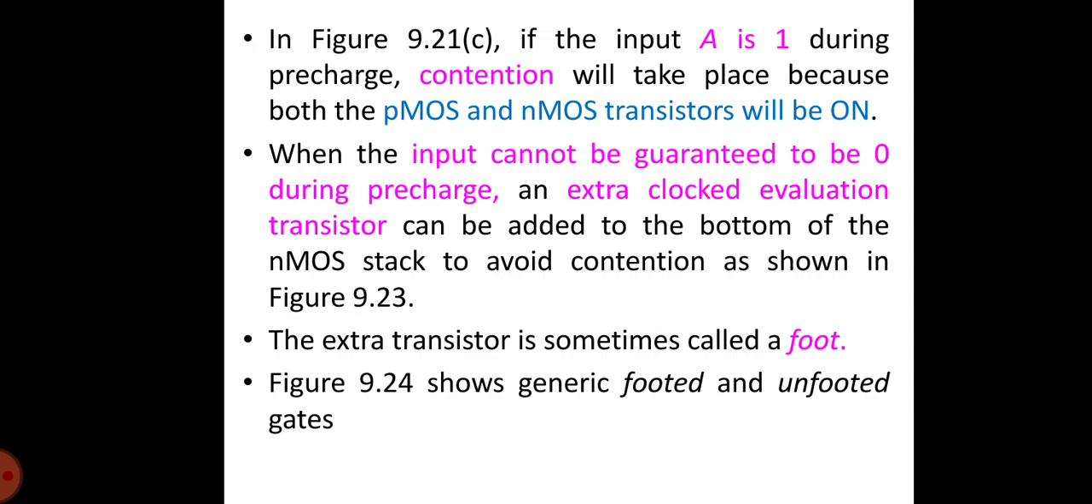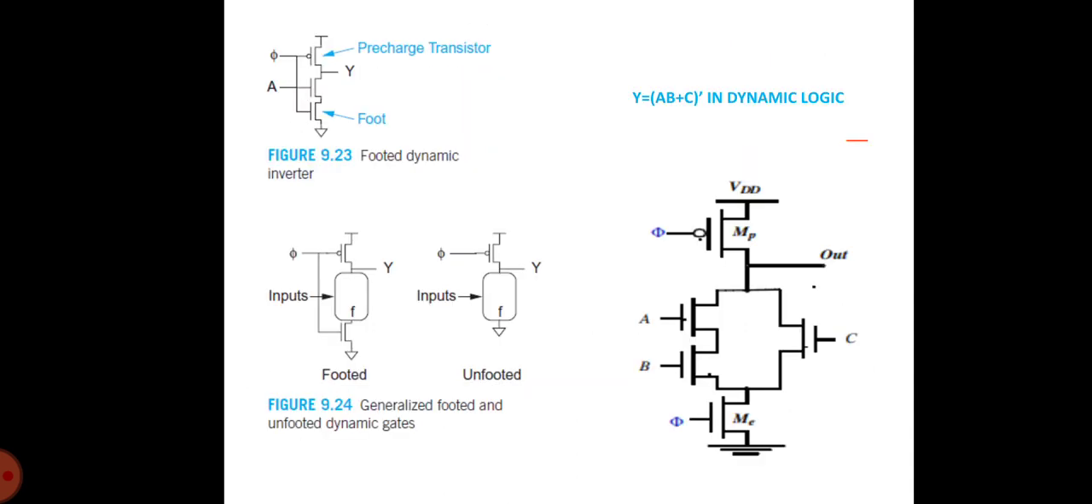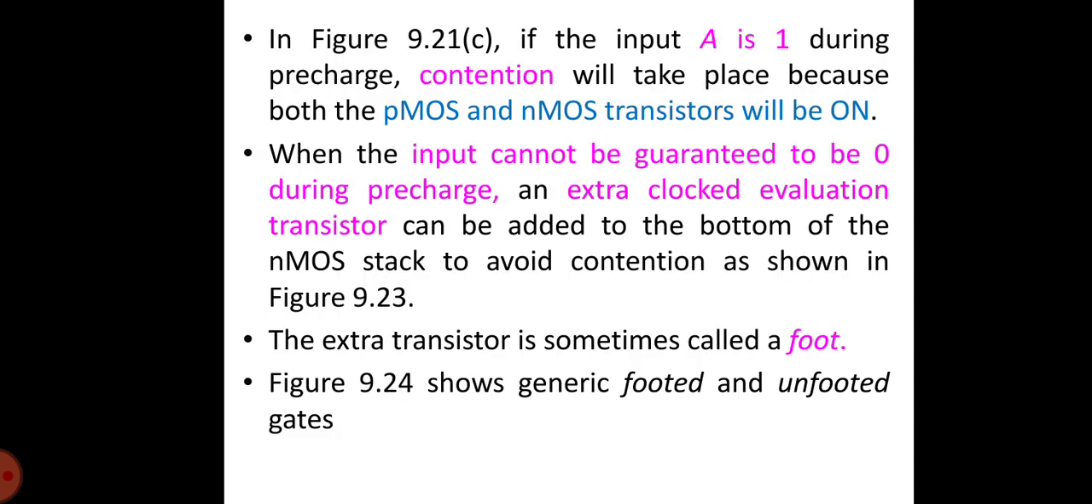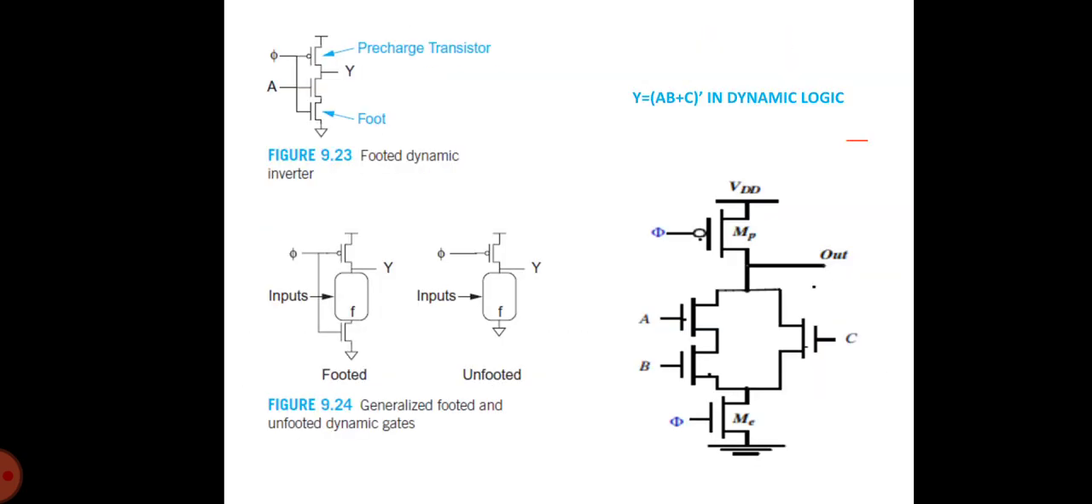If the input A is 1 during pre-charge, contention will take place because both the NMOS and PMOS transistors will be on. When the input cannot be guaranteed to be 0 during pre-charge, an extra clocked evaluation transistor can be added to the bottom of the NMOS stack to avoid contention. This extra transistor is sometimes called the foot, and this figure shows the generic footed and unfooted gates.